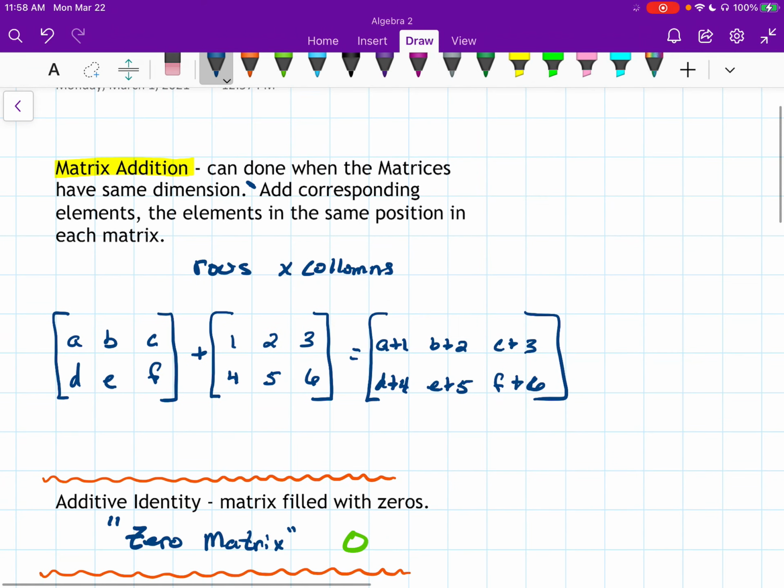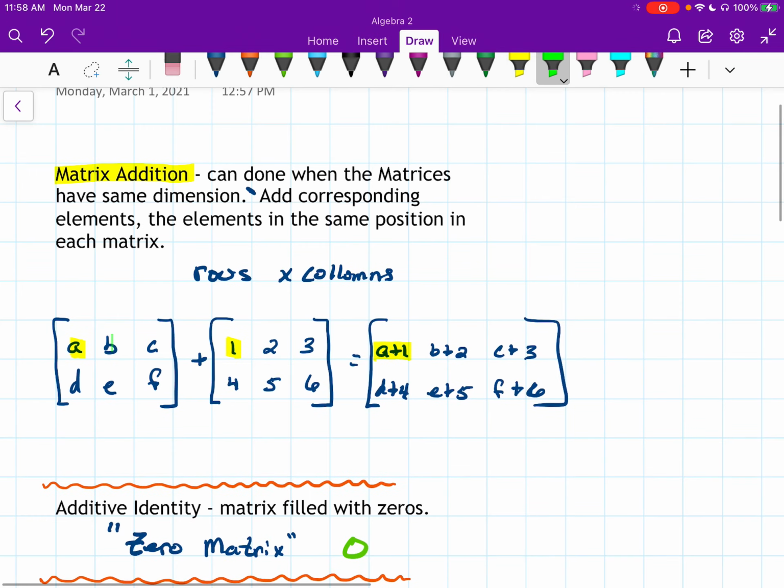So if we look here at our example, in the upper left corner, we have A and 1. Those are in the same spot. Our new one is A plus 1. And then we have B and 2, B plus 2, and so on. And that's how we would perform matrix addition.